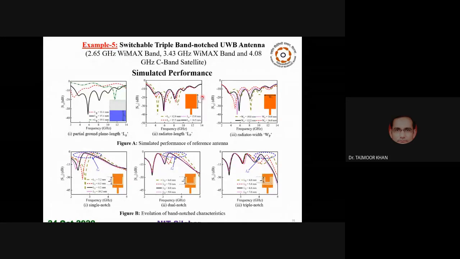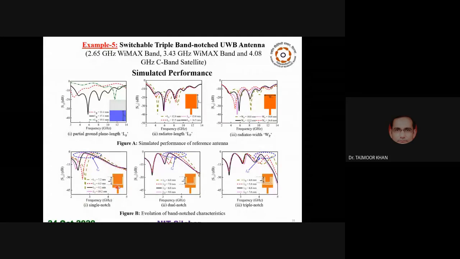In other words, if you see this region, somewhere in this region we have the lower cutoff frequency of that UWB antenna. That lower cutoff frequency is changing when we are increasing the length of this radiator. And if you see this region, somewhere we have the upper cutoff frequency. Here more or less all the points are connecting at the same location, and this region is changing. So by changing the width of that radiator, we can tune the upper cutoff frequency. The specific point that we have fixed for WP is 12.2.